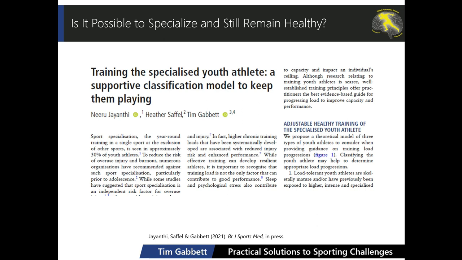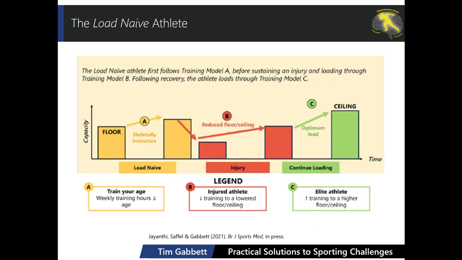So, what we came up with were three types of athletes that we can develop models for to help keep them involved in sport, and if they want to become an elite level athlete, help them on the way to becoming elite level athletes. So we identified three types of athletes that fit into different models. We have a load naive athlete, a load sensitive athlete, and a load tolerant athlete.